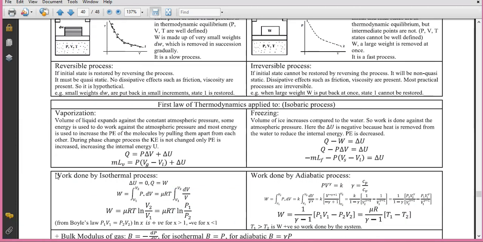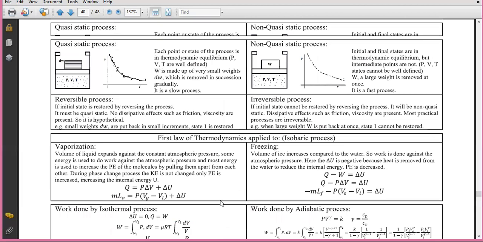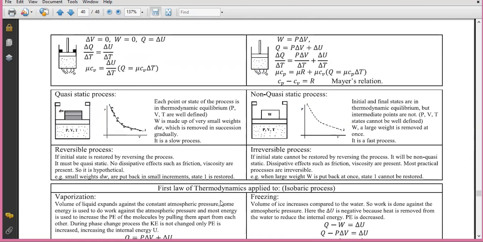So we talked about work done by isothermal and adiabatic. I gave you some important formulas for integration methods. Then we talked about constant volume process, CV, and then constant pressure process, CP, right? And then we talked about something called Mayer's relationship, CP minus CV is equal to R. We talked about quasi-static process, non-quasi-static process.